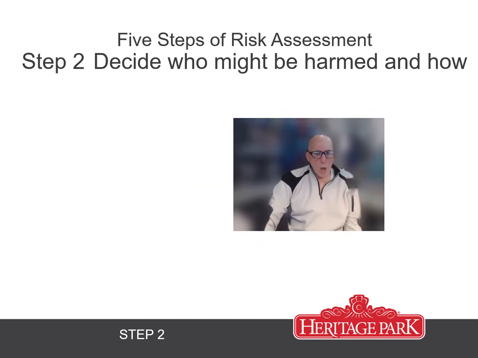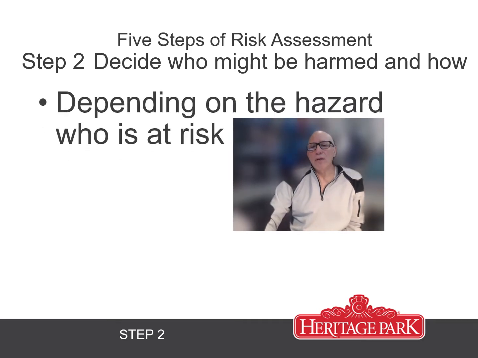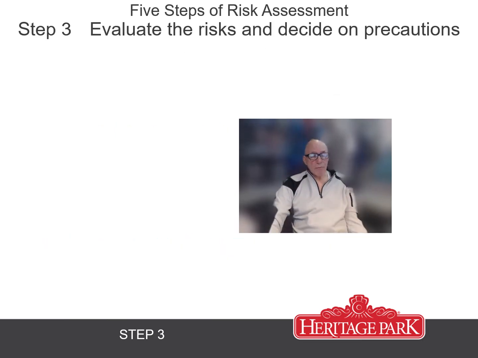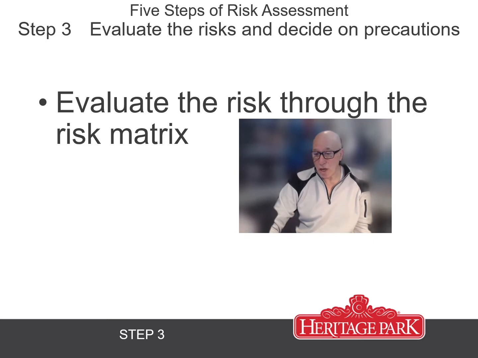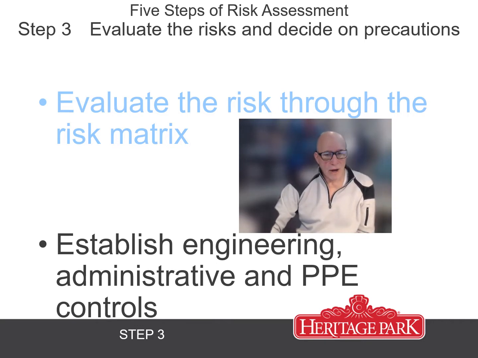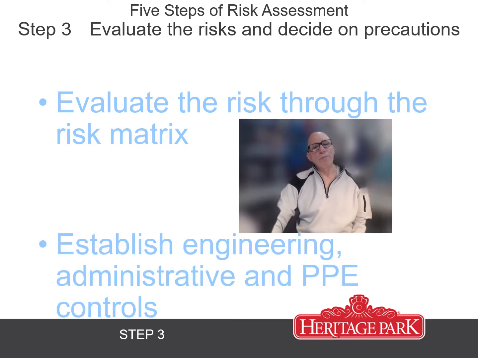Step 2, we decide who might be harmed and how. Depending on the hazard, who is at risk and how, or what is the potential of the consequence of that occurrence that could affect a person or assets. And then we evaluate the risk, and we evaluate it through a risk matrix, which I will show to you here shortly and explain a little further, which then establishes controls, and we have the hierarchy of the 3 hierarchy of controls, which are engineering, administrative, and PPE in that order.